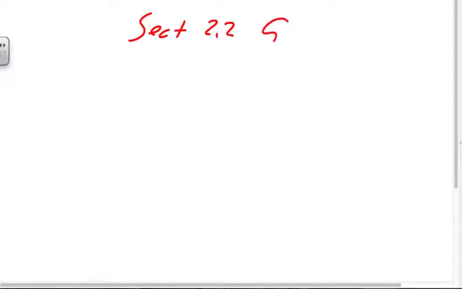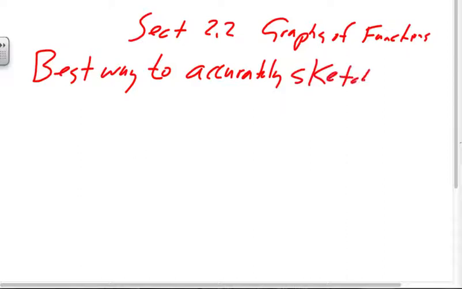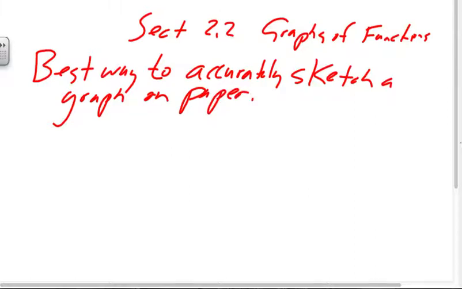And we're talking about graphs of functions. First thing I want to talk about then is the best way to accurately sketch a graph on your paper. Wrong way to do this is to just go in and say, well, it kind of looks like this.